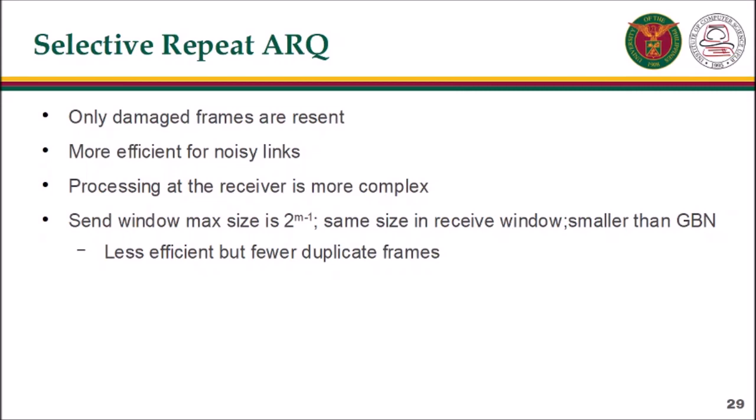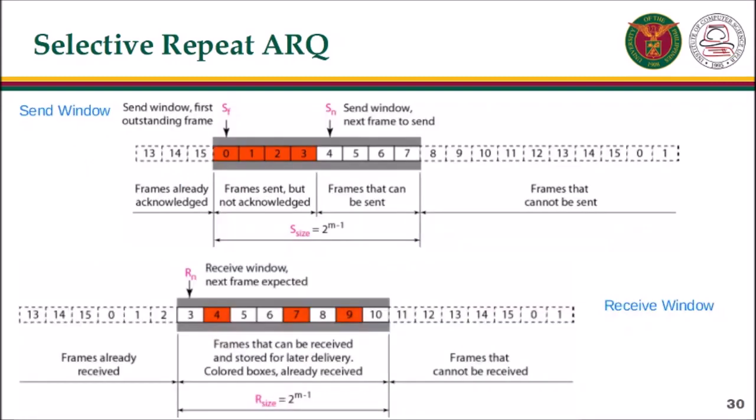The Selective Repeat ARQ, as the name implies, resends only selective packets, those that are actually lost. It is more efficient for noisy links. However, processing at the receiver is more complex. The send window max size is 2^(m-1), which is the same size as the receive window. It is smaller than Go-Back-N. It is less efficient, but there are fewer duplicate frames.